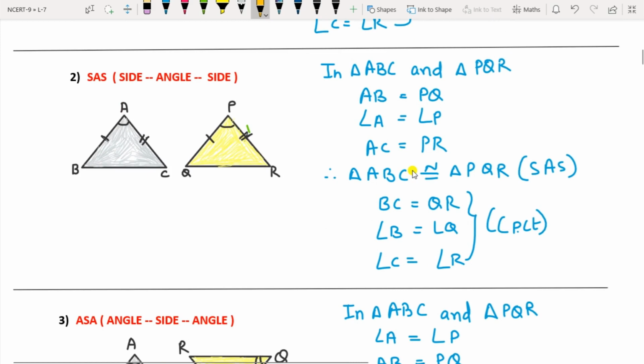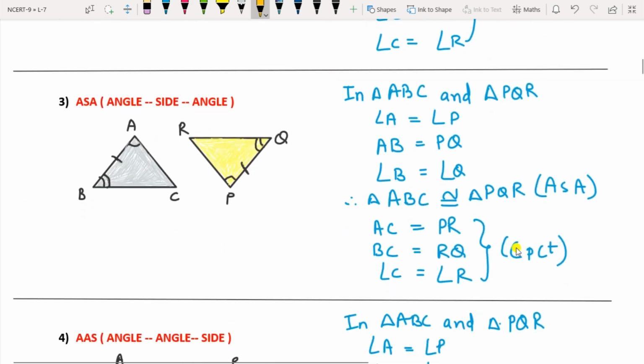The next one is SAS, side angle side. Two sides and an angle between them is called side angle side. So here the first side AB is equal to PQ, the second side AC is equal to PR, and the angle between them, angle A, is equal to angle P. Therefore the triangles are congruent by SAS. Then the remaining 3 things, one side and 2 angles, will be equal by CPCT.